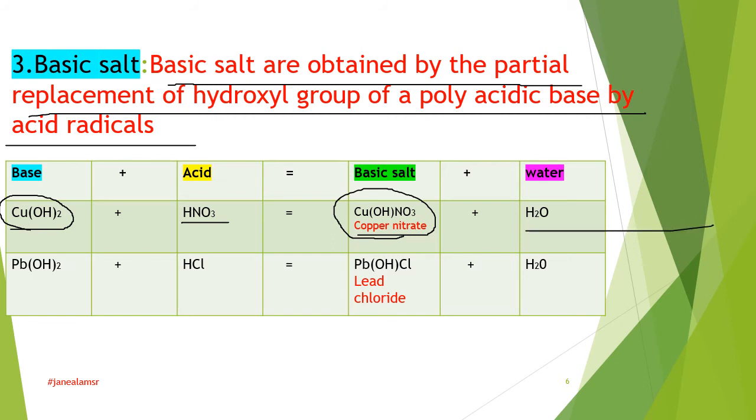Next example, you can see lead hydroxide Pb(OH)2. Here there are two hydroxyl groups, out of two, one is replaced by acidic radical, that means Cl, chlorine, and one remains the same and forms basic salt lead chloride, Pb(OH)Cl, and water.